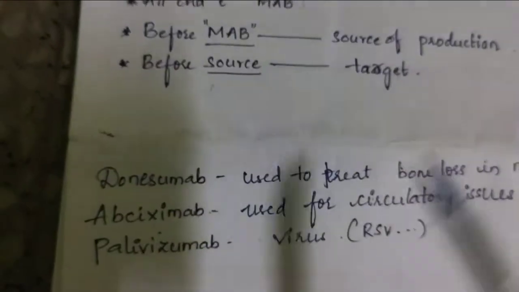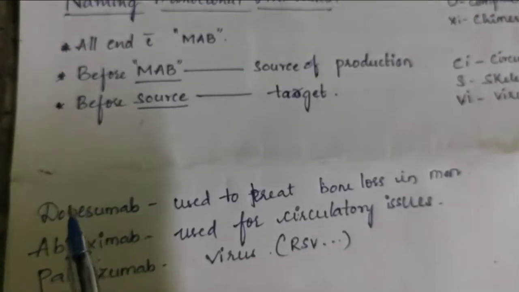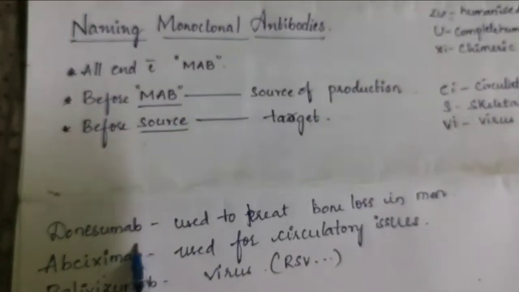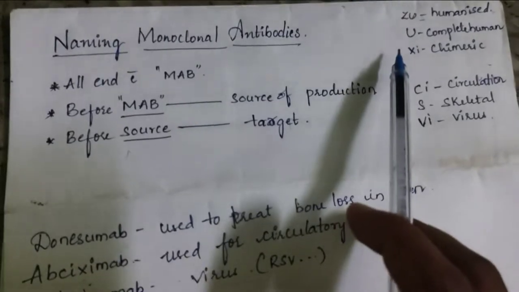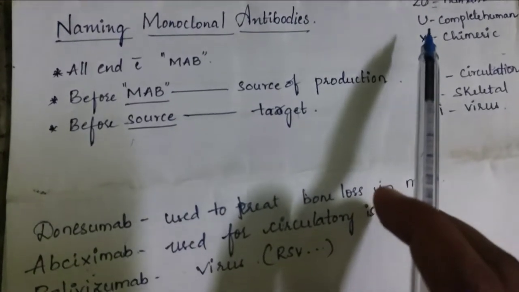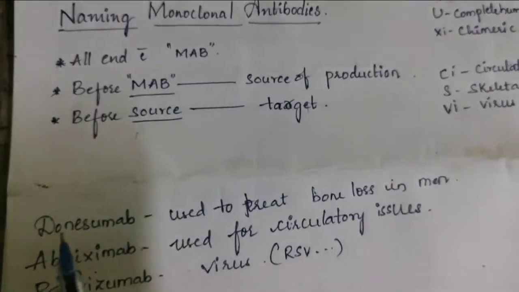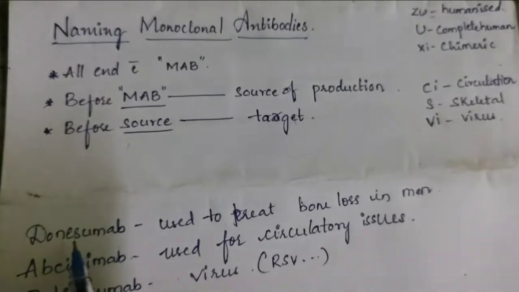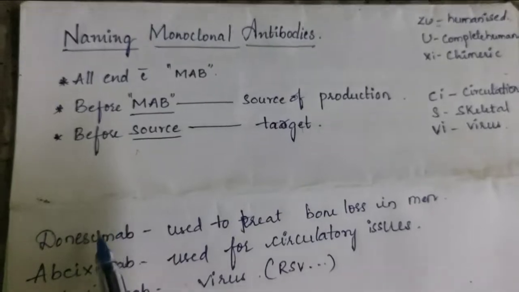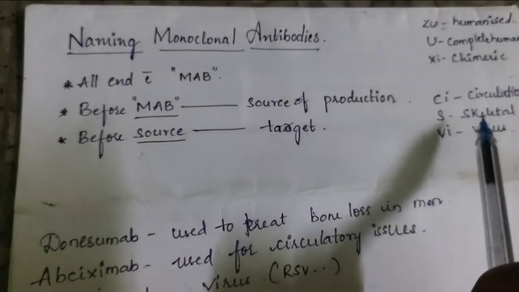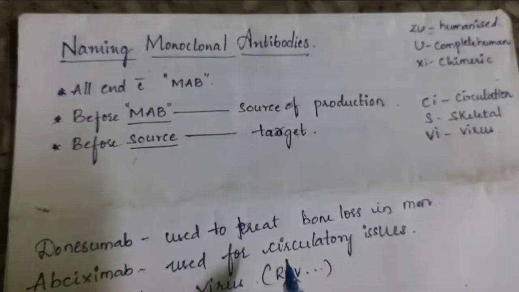Let's see one example. Here these are the three monoclonal antibodies. Denosumab: the MAB says it is a monoclonal antibody. U says it is of completely human source, and here the S stands for skeletal. Therefore, denosumab is used to treat bone loss in men as well as women.